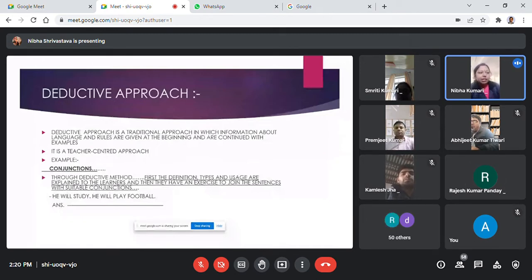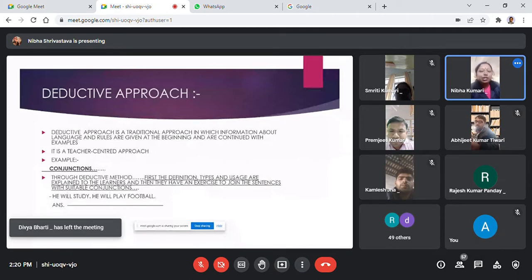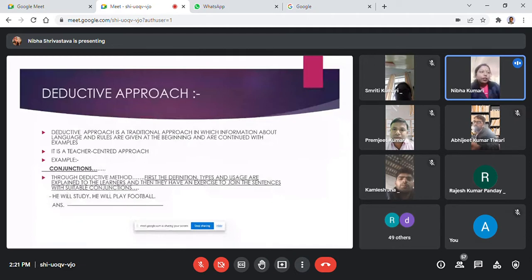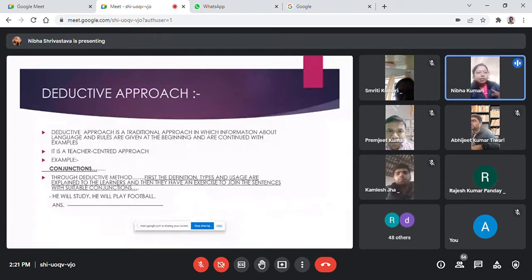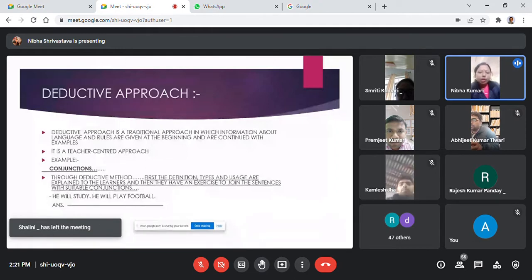For example, I have taken the example of a chapter. If we have to teach conjunctions through the deductive approach, how do we teach? We will first define it. We'll give a definition. Then we explain the different usages of conjunctions to the learner, and then the exercises are also given in the book, like joining sentences with suitable conjunctions. So this kind of approach comes under the deductive approach of teaching English grammar.